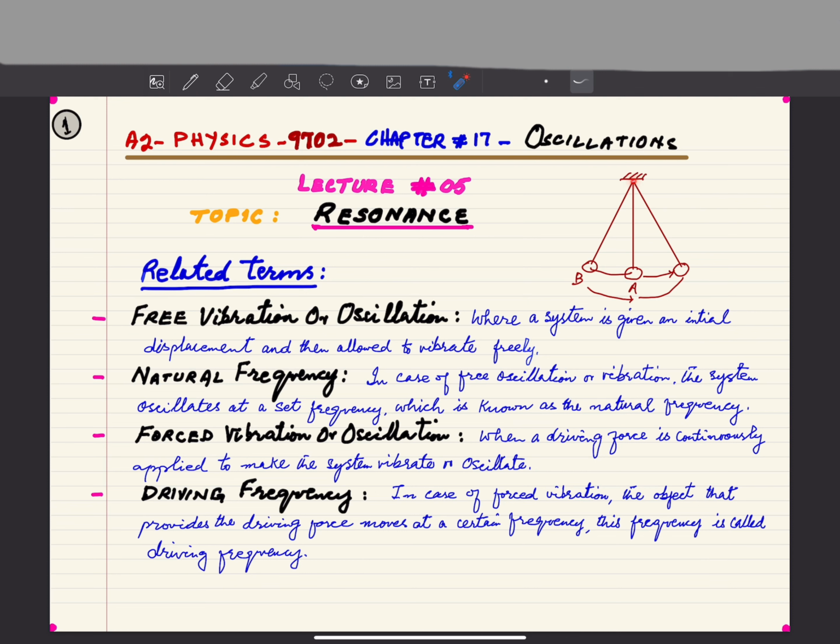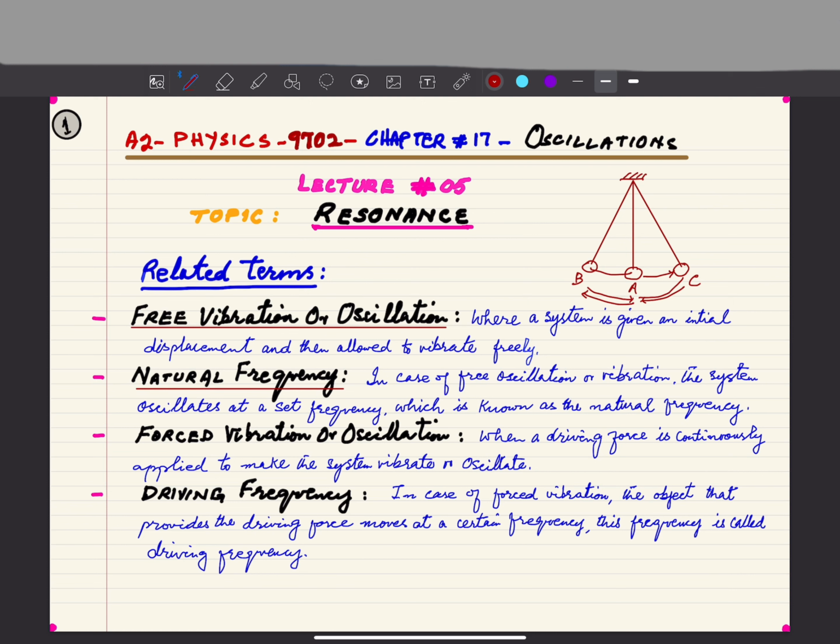So if you have this pendulum, you displace the bob once, and then you leave it at point B, and you observe that the bob moves from point B to A to C, and then from C to A to B, a simple oscillation. The frequency this time will be the free frequency, or simply the natural frequency. So free vibration, and the term associated with it is natural frequency. So this is the first thing.